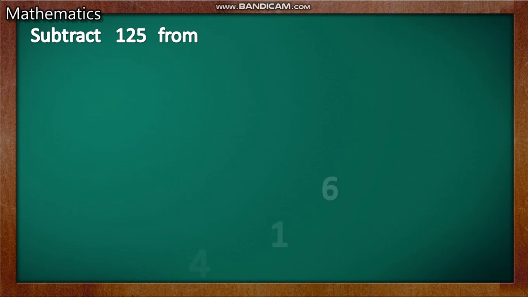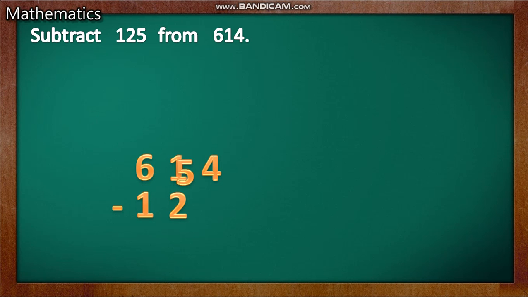125 from 614. Subtract 125 from 614. I told you from which number we are going to subtract. Write that number at first. Here in this question we are going to subtract from 614, so write that number at first. 614 minus 125.